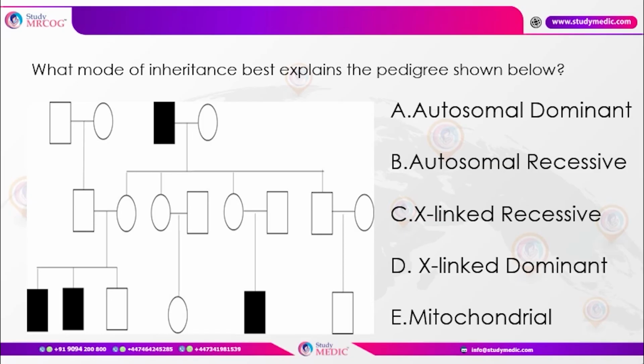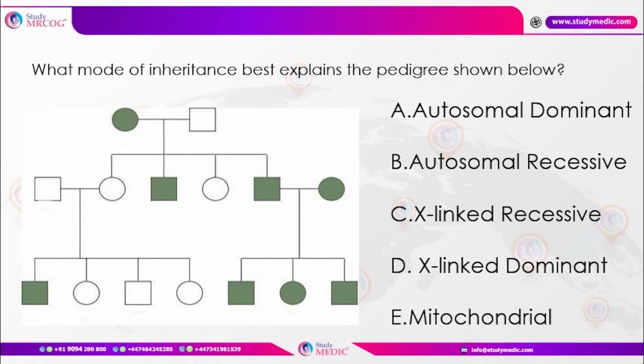Now what could it be? As we see, there are more males who are affected here. So this suggests that this is an X-linked recessive condition. Now let us solve one more. What mode of inheritance best explains the pedigree shown below?